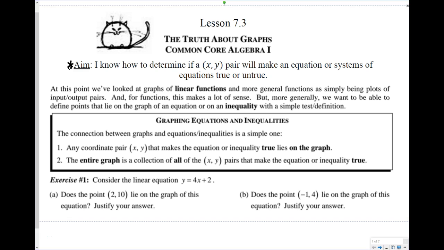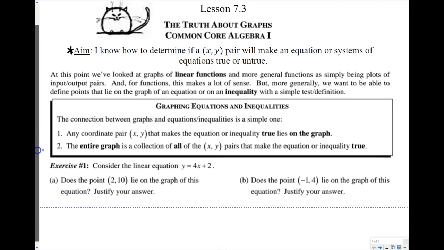Okay, so at this point we've looked at graphs of linear functions and more general functions as simply being plots of input and output pairs, right? We find the x, we get the y, we make a point. And for functions, this makes a lot of sense. But more generally, we want to be able to define points that lie on the graph of an equation or an inequality with a simple test or definition.